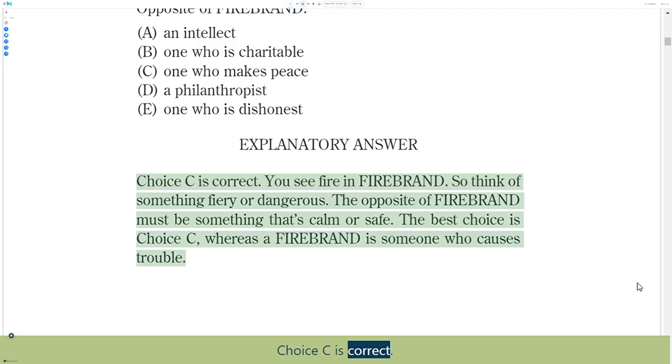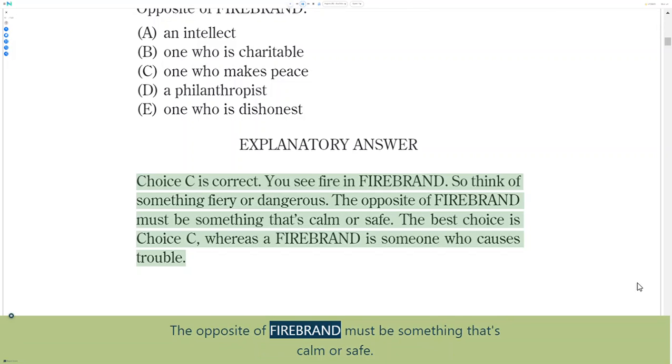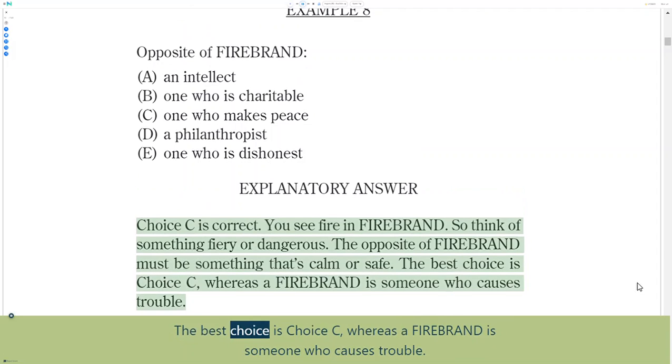Choice C is correct. You see fire in firebrand. So think of something fiery or dangerous. The opposite of firebrand must be something that's calm or safe. The best choice is choice C, whereas a firebrand is someone who causes trouble.